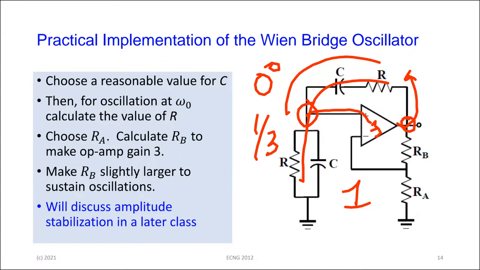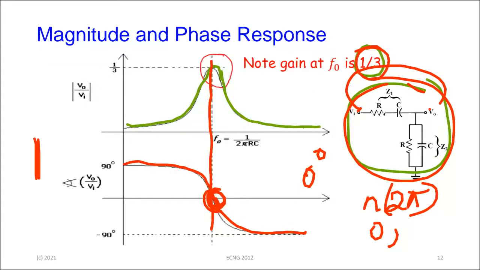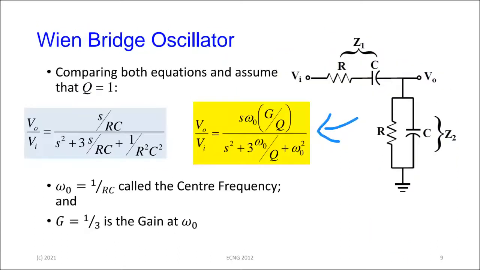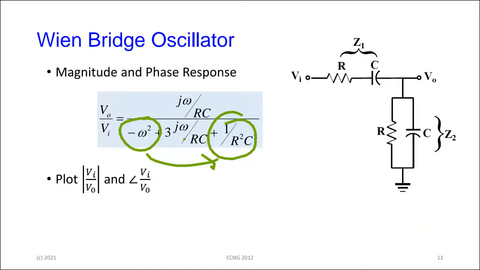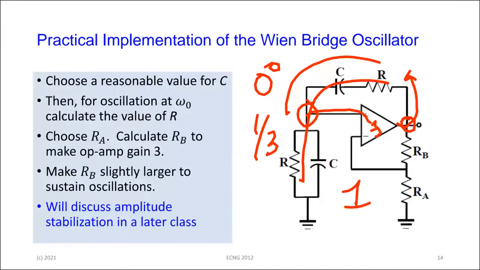So how do we design that? Of course, you choose a reasonable value for C, depending on the frequency range. Omega 0 is 1 over RC, and that was easy. So after picking C, you choose a value for R. You are designing the system, so you know what omega 0 is. So you choose the value of R, and you have the Wien-bridge part of the network functioning already.